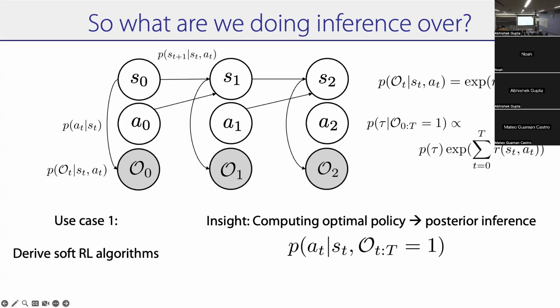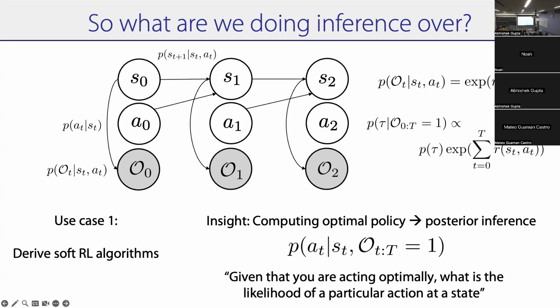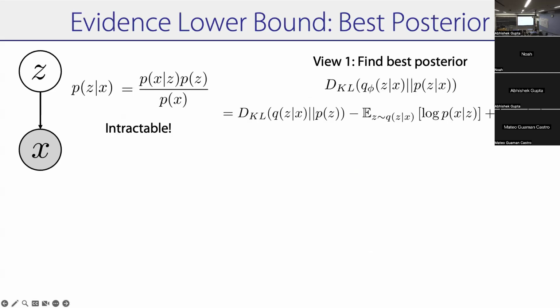Okay. So we want to compute this posterior. And essentially, intuitively, it says, given that you're acting optimally, what is the likelihood of a particular action A at some state S? Right. Okay.